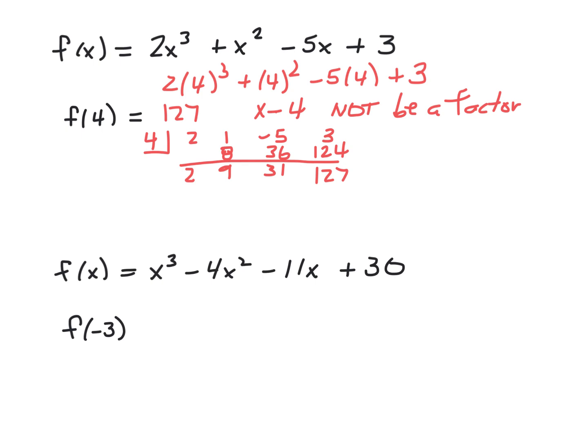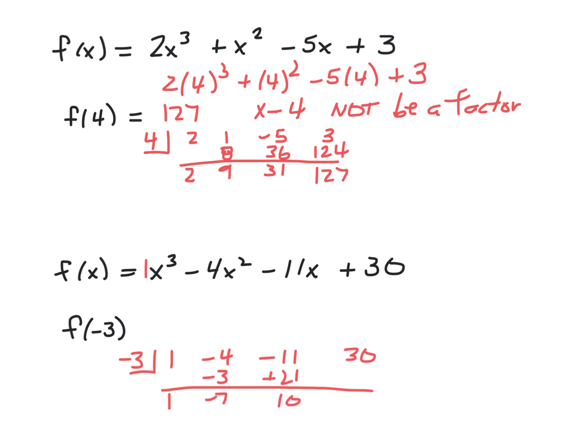The next one here, we have a cubic polynomial. Leading coefficient is 1. Constant's 30. Shape of it will be going up. And if I'm going to find f of -3, I could do this synthetically again. List my coefficients. Bring down the 1, do my multiplication. Multiply again and add. And as you can see, I get a remainder of 0.